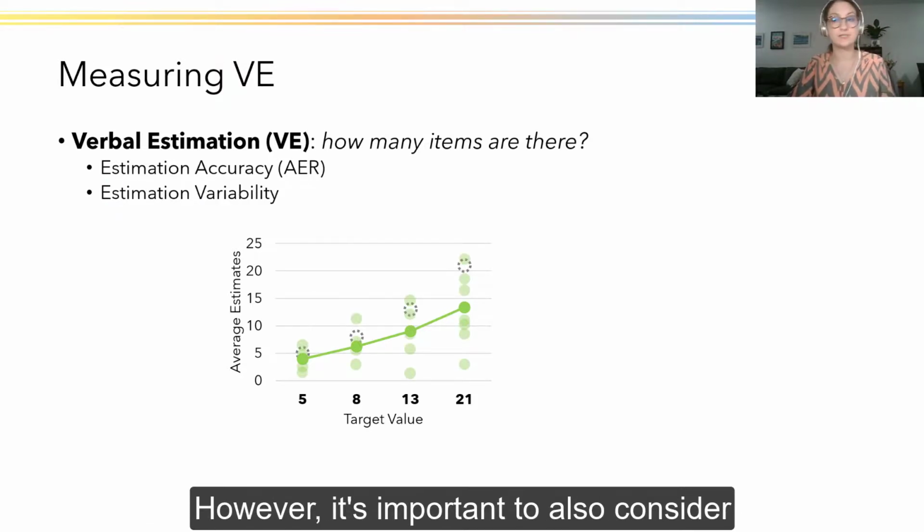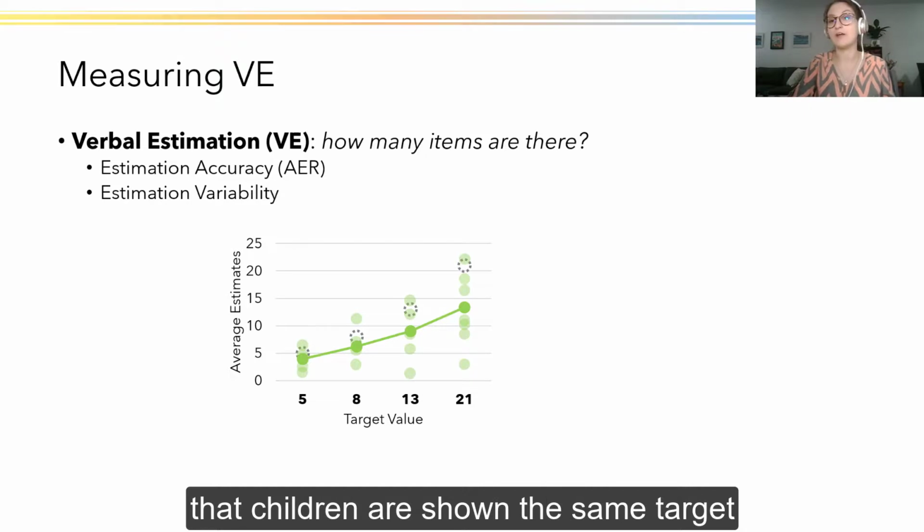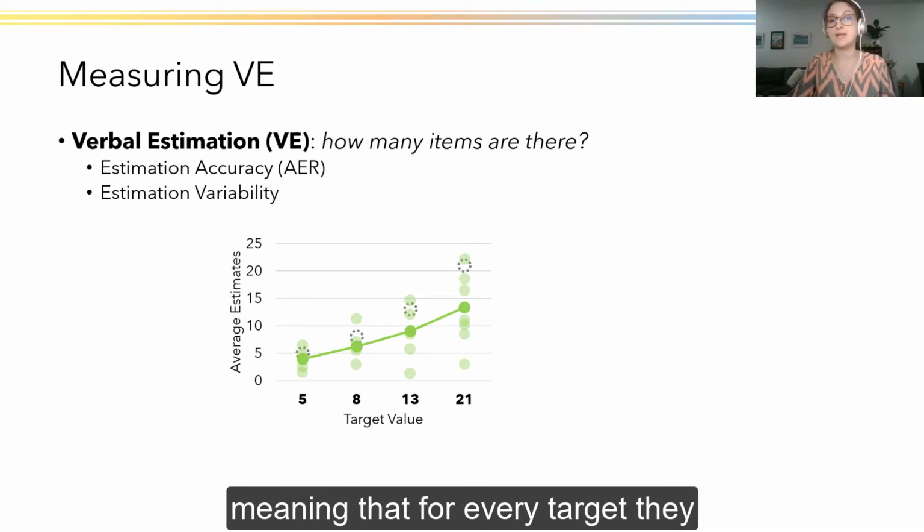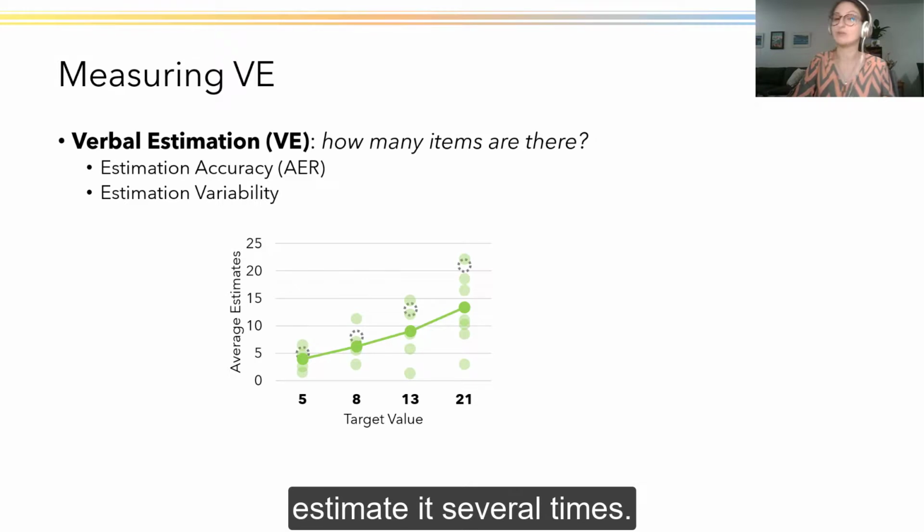However, it's important to also consider that children are shown the same target values repeatedly across trials, meaning that for every target they estimate it several times.